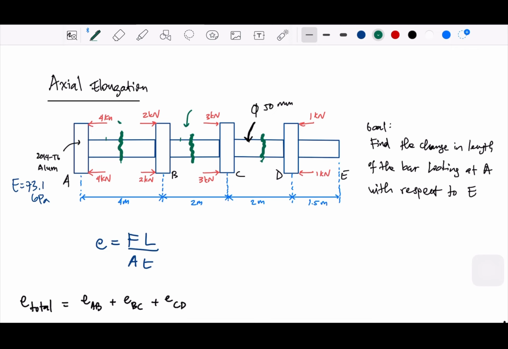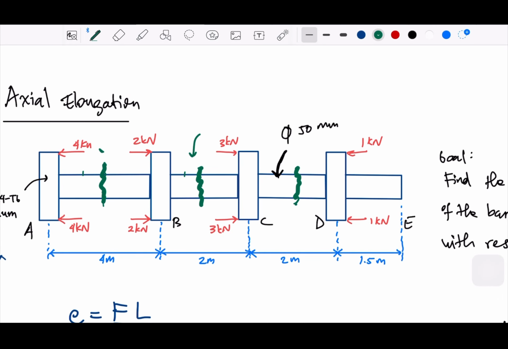And last week, I think one student asked about this one here. So I think I need to explain a little bit more. Okay, so for starters, this part here. What we want to do for this axial elongation is actually to determine whether the bar is having tension or compression.